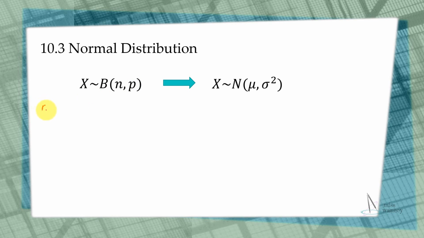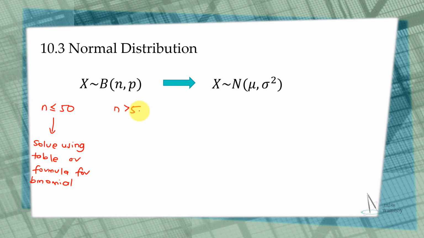If n is less than or equal to 50, for this binomial we simply solve it using the binomial table, or you can simply use the formula for binomial. However, when n is larger than 50, we cannot use binomial anymore because your table only goes up to 50. So if n is greater than 50, we have to approximate using the normal distribution.